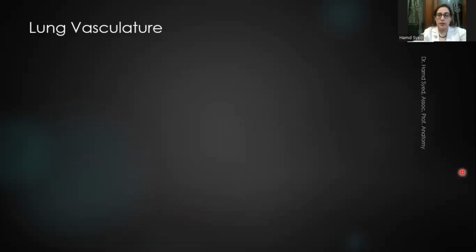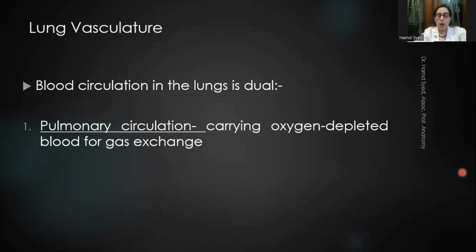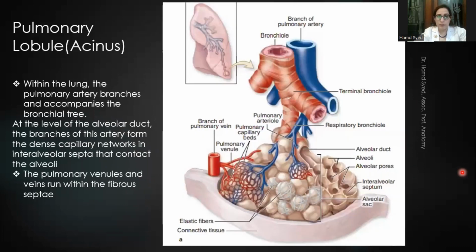Now let's discuss the lung vasculature. The blood circulation in the lungs, you should know, is dual. Now, why is there a dual blood supply in the lungs? Well, obviously, first we have the pulmonary circulation, which is going to bring oxygen-depleted blood for gaseous exchange. Whereas the other blood supply coming to the lungs is the bronchial circulation. This is the one which is carrying the systemic nutrient and oxygen-rich blood to the lungs.